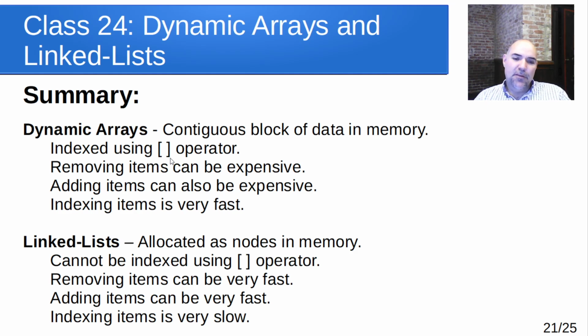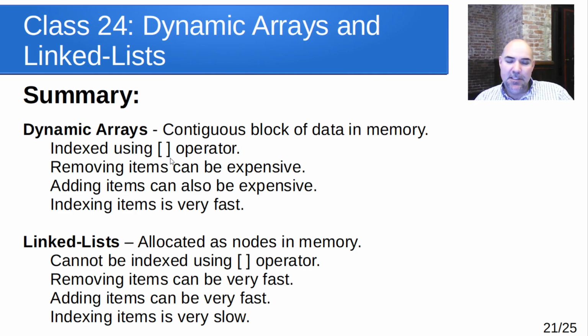Dynamic arrays, removing items is expensive. Linked lists, removing items is fast. Linked lists, adding items is very fast. Dynamic arrays, adding items can be expensive sometimes. Indexing items in dynamic arrays is really fast. Indexing items in linked lists can be very slow. So they're kind of opposites of each other.